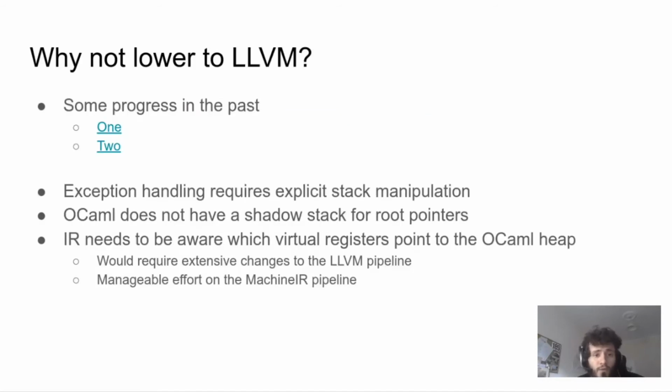Probably the most pressing question is why not lower to LLVM IR? Previous attempts made some progress, albeit with a runtime cost. OCaml is not an easy language to map to LLVM. Its exception handling requires explicit stack manipulation. OCaml also lacks a shadow stack for root pointers. This aspect is crucial for performance. While LLVM offers some support for garbage collectors, it does not cater specifically to the needs of OCaml.